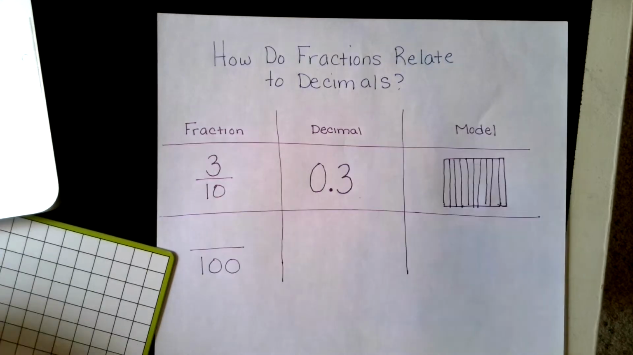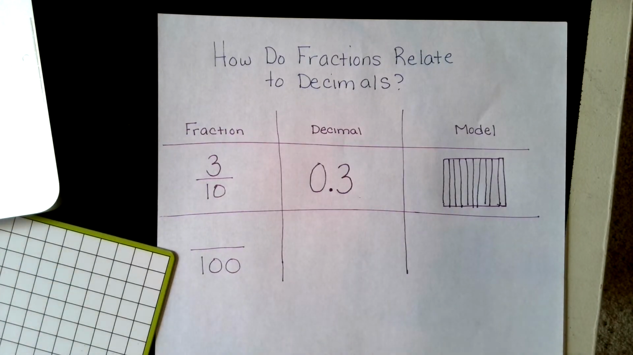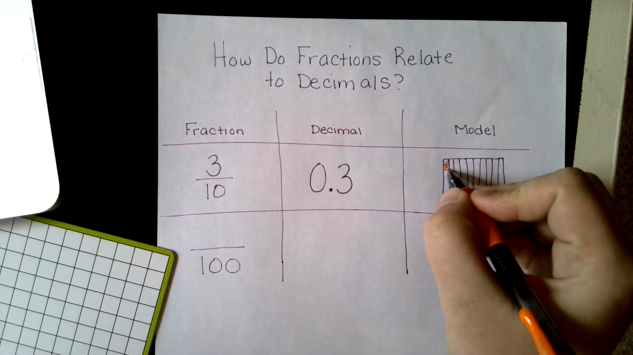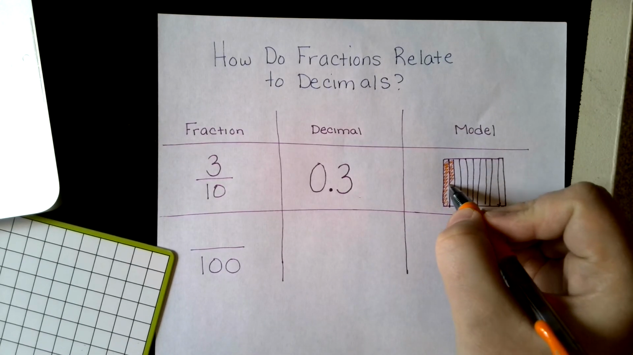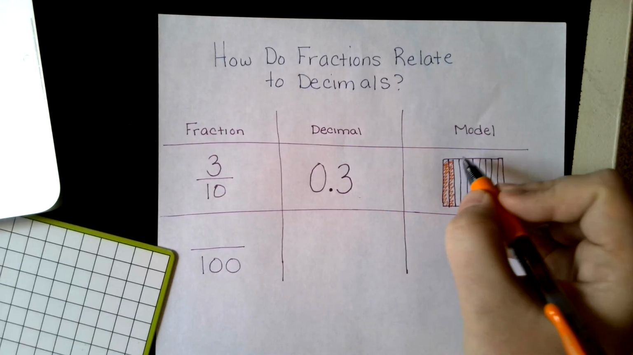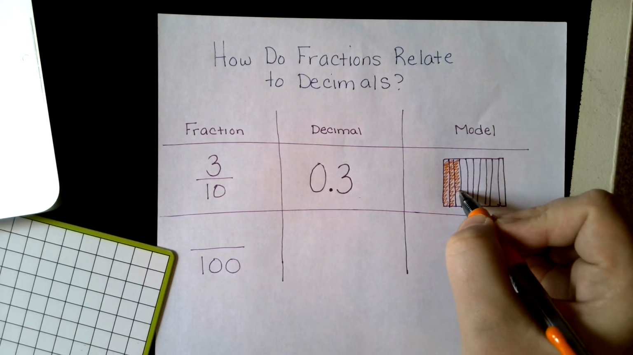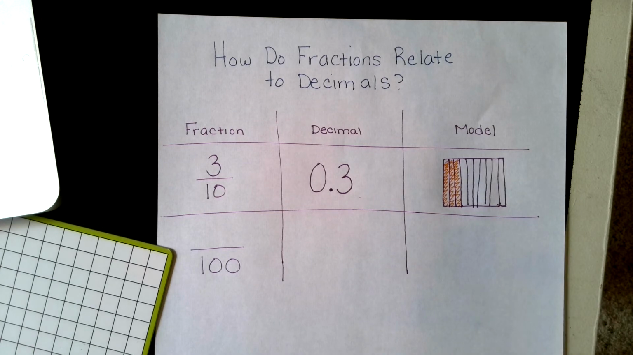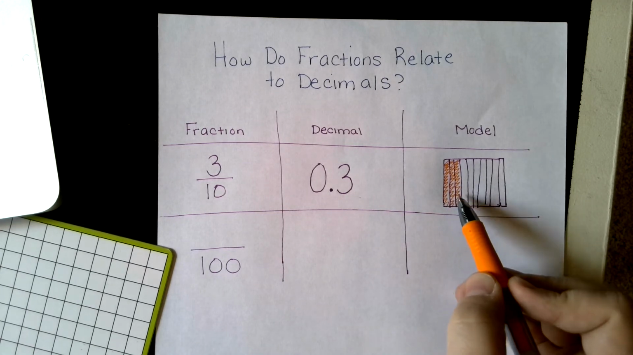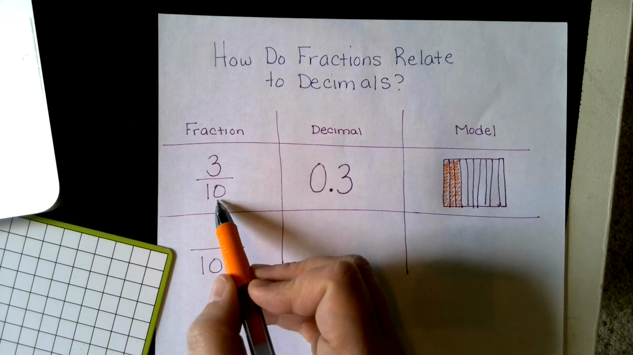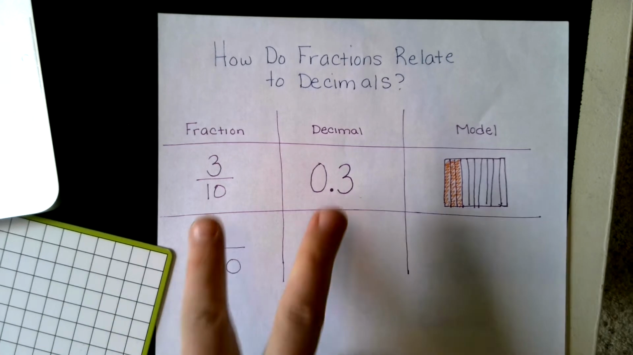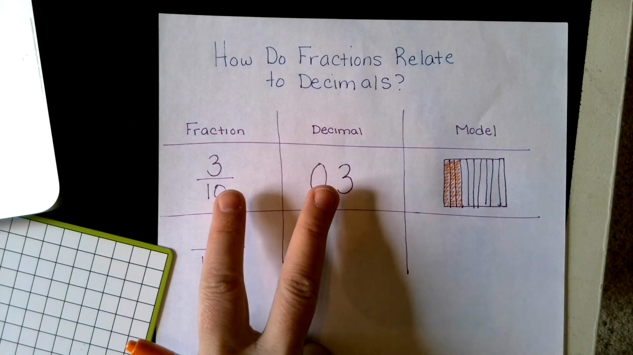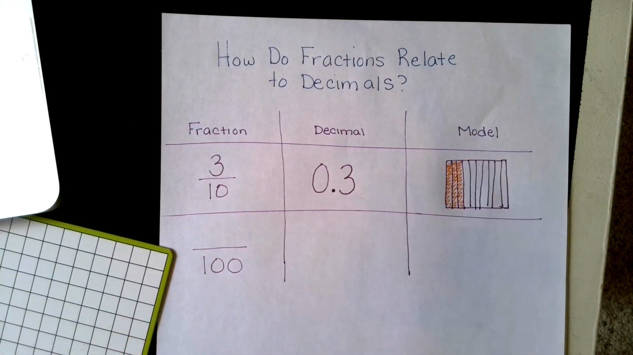3/10. So I'm going to shade in 3 of my tenths. So this is 1 of my tenths. This is 2 of my tenths. And this is 3 of my tenths. So when I look at this now, I have 1, 2, 3 tenths or 3/10. It means the same thing. These two things are the same. All 3 of these are different ways to show the same fraction.